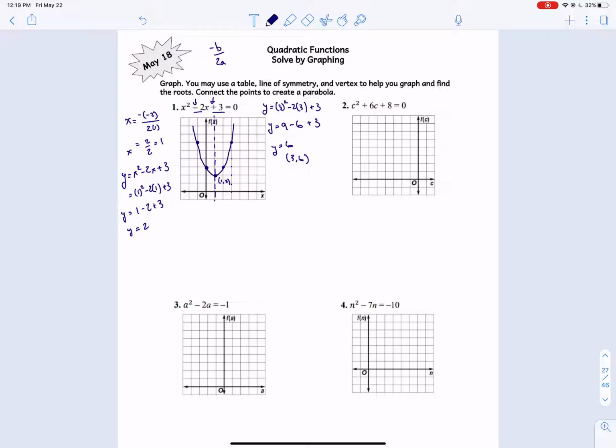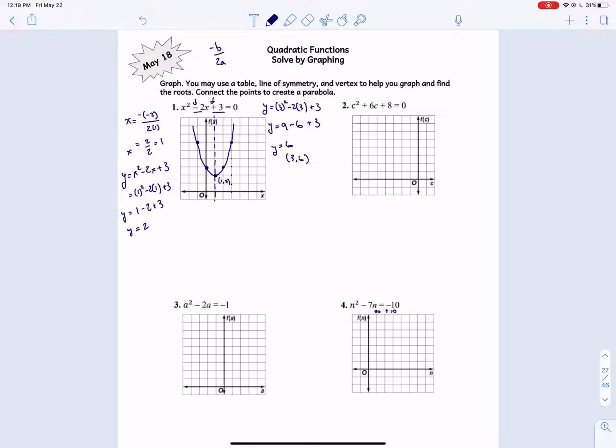Okay, so let's try another one at the bottom that looks a little bit different. They're not equal to 0. So what do we have to do there? Well, first of all, we need to rearrange those equations so that they do equal 0. And the way we would do that is we would add 10. This is for number 4. Add 10 to both sides.